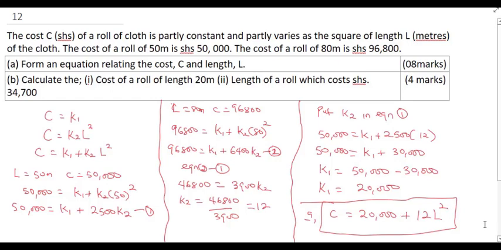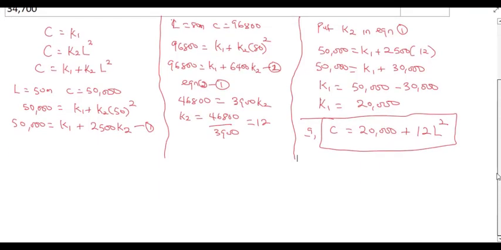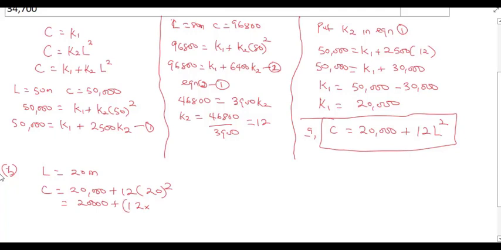Now, question B says calculate the cost of a roll of length 20 meters. For you to find the cost of a roll of length L equal to 20 meters, we're going to apply our relationship. C is equal to 20,000 plus 12 times 20 squared. So this is going to be 20,000 plus 12 times 20 squared, and 20 squared is 400.